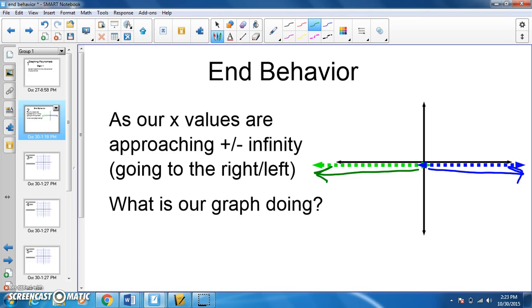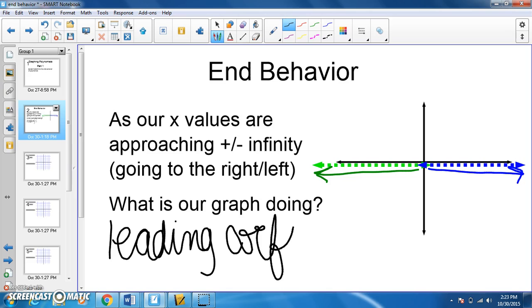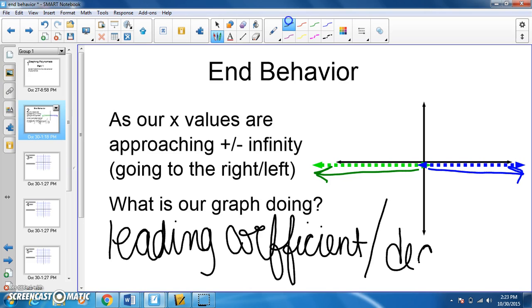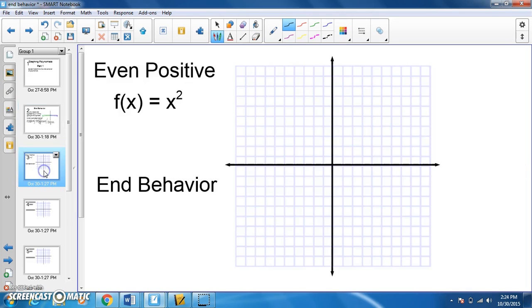There are two factors in our end behavior, our leading coefficient and our degree. So we're going to look at the 4 different instances of positive and negative leading coefficient and even and odd degree. So first, we have even and positive.